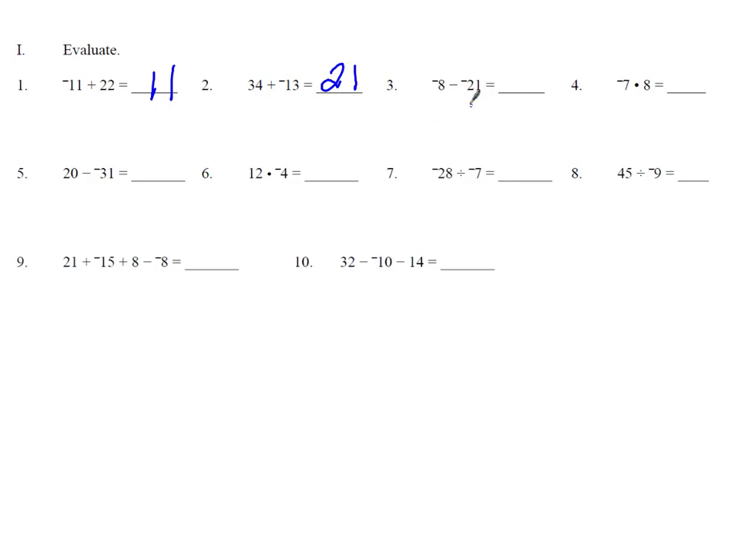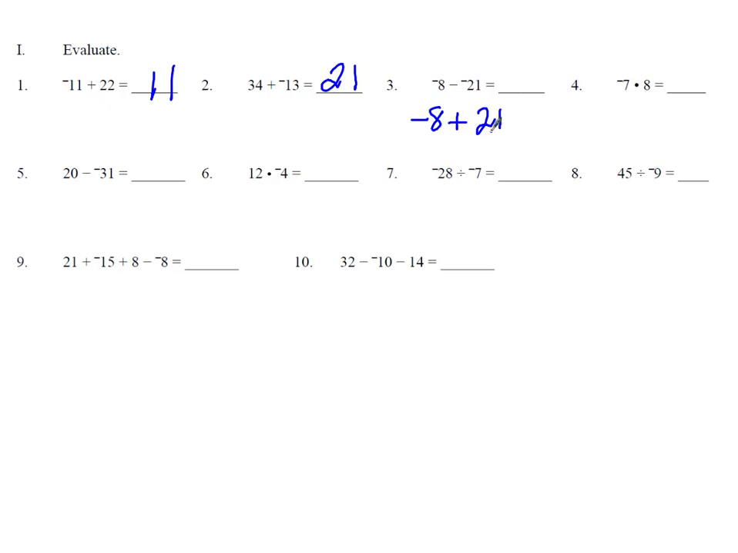Now, if you have a subtraction problem, we know that for subtraction, we're going to LCO it if we have integers involved. So this problem right here will end up being a negative 8. We change this minus to a plus. The 21 is negative now, so I change it to a positive. So it's negative 8 plus 21 is the problem that we need to do.